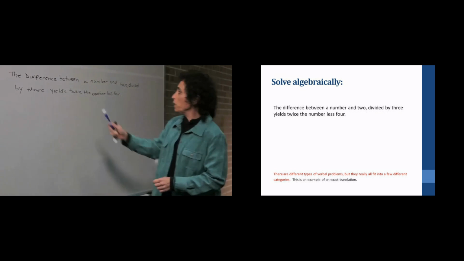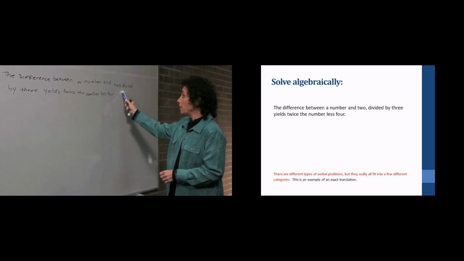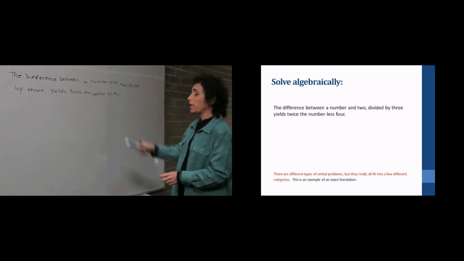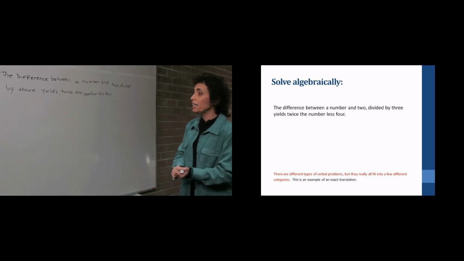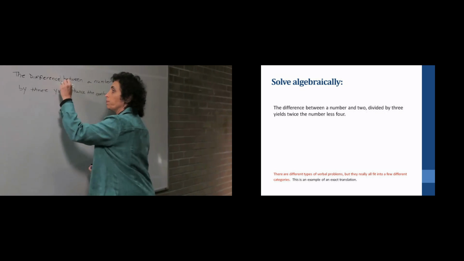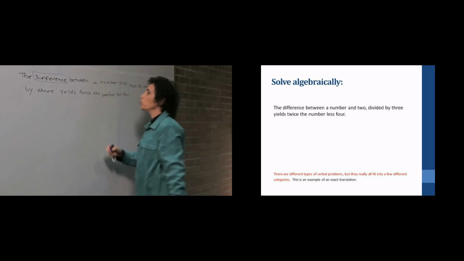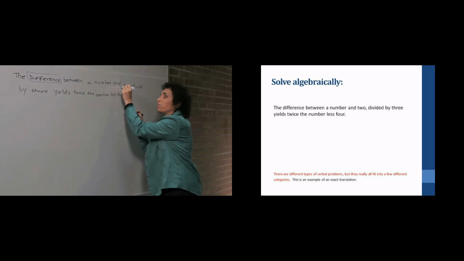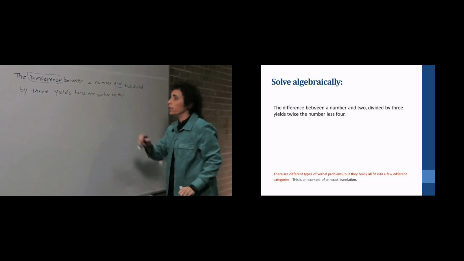The difference between a number and 2, comma, that's important, divided by 3 yields twice the number less 4. Now we're going to read it a little slower. Difference is a big keyword. The difference between a number and, well, this is not really a keyword, but it's an important word. Okay, so we're going to underline it.